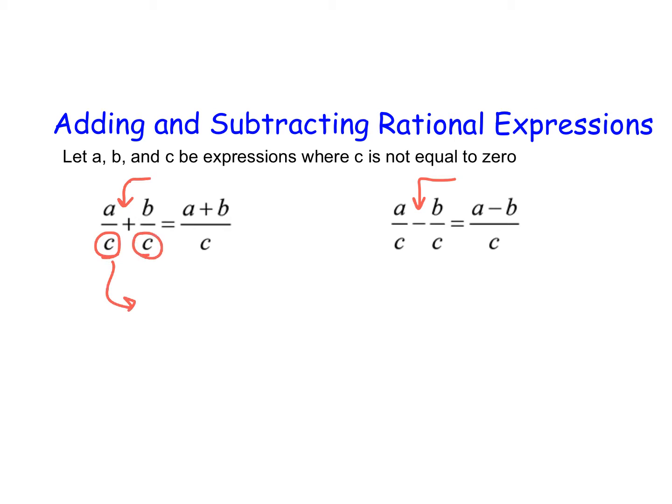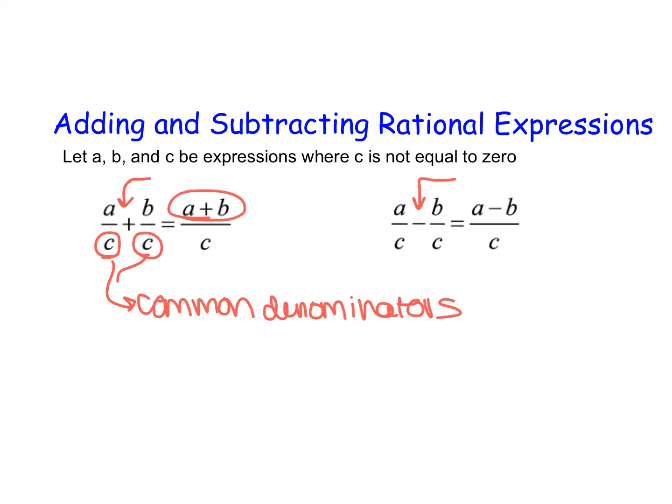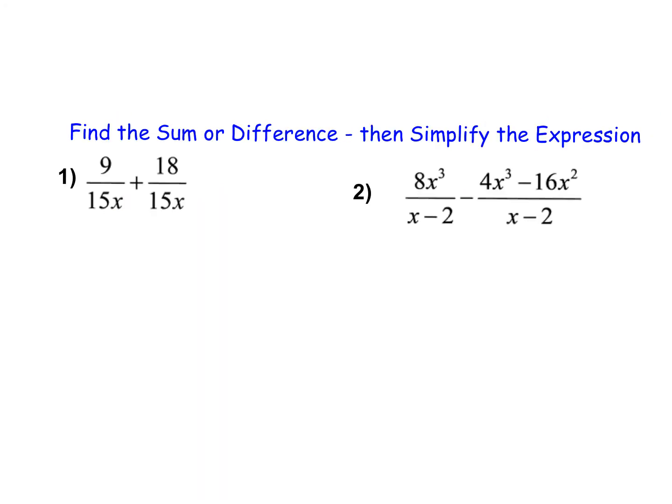common denominator. So just like when we added and subtracted fractions previously in our math careers, we need to have common denominators when we're adding and subtracting rational expressions. So as long as we have common denominators, what we can do is we can either add the two numerators together or subtract the two numerators together to create a new expression. So when we have common denominators, this process is actually pretty easy.